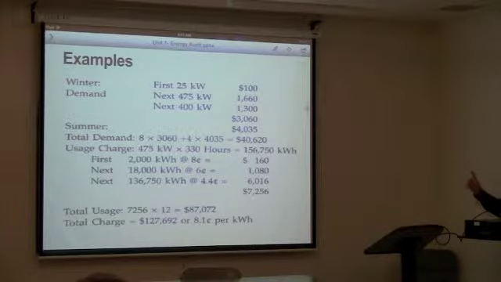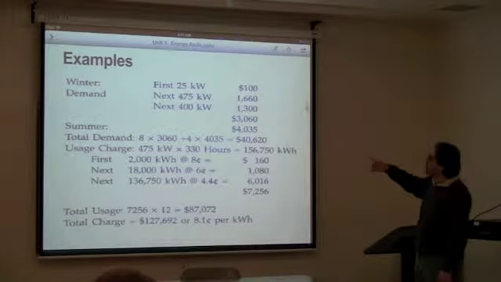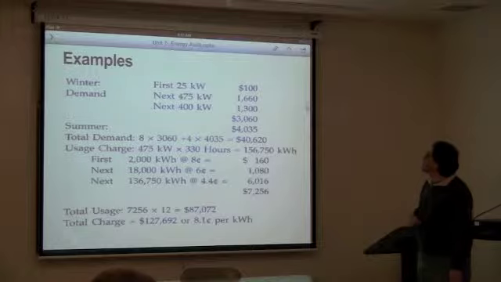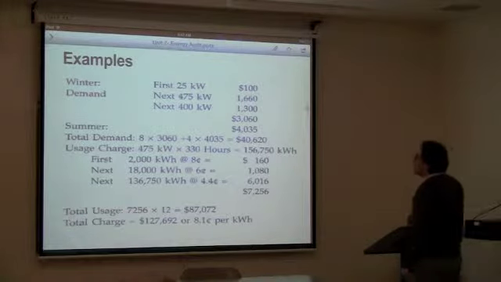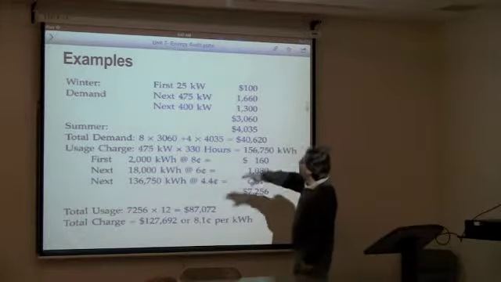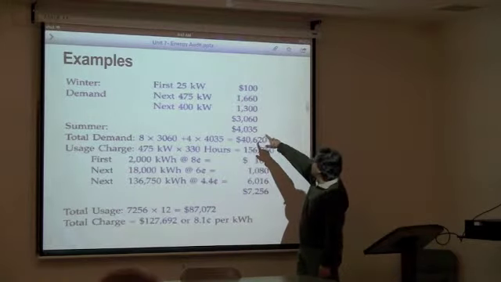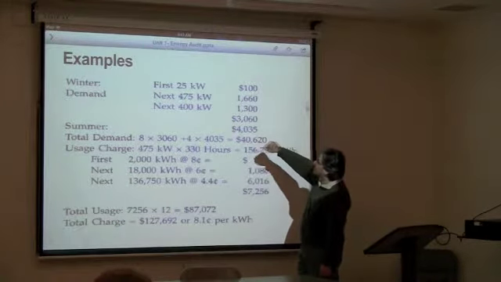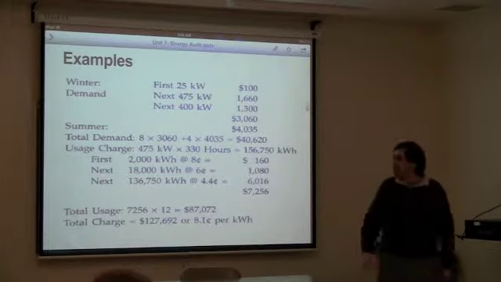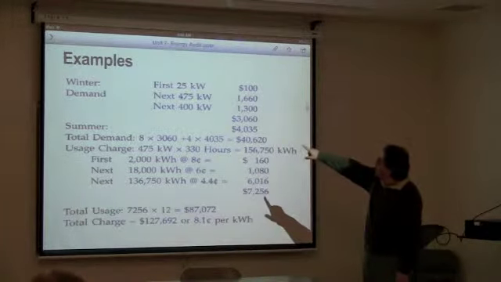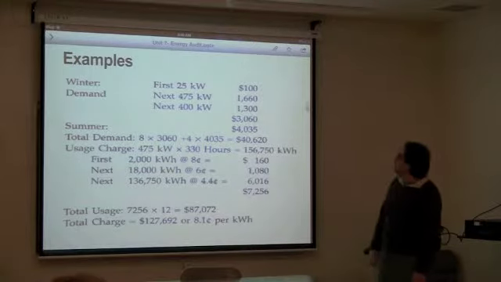If I am between 25 to 475 kilowatt, I got to pay $1,660. This is like a one-time fee or penalty. And if I go above another 400 above that, it would be $1,300. So in this case, when I was running, I was over 900 basically.